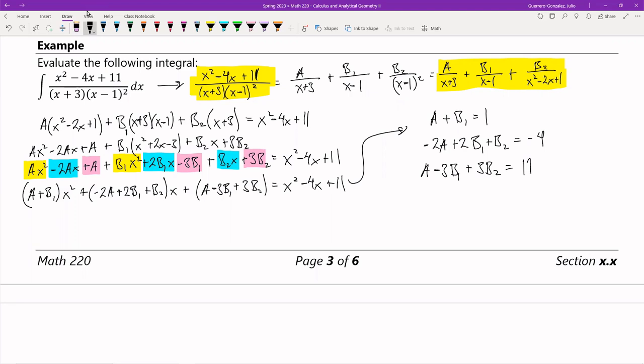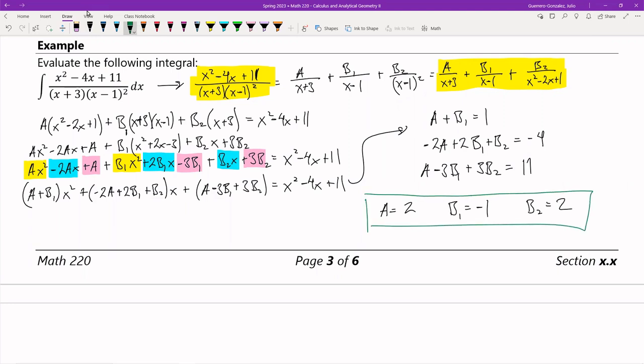Okay, here is the system of equations that we need to solve for. I'm going to leave that for you to try out. Try to eliminate the A's and B's and C's as best you can. If you do it right, the answer should be that A equals 2, B1 equals negative 1, and B2 equals 2. This is half the battle right here. This gives us the coefficients that are supposed to go up here.